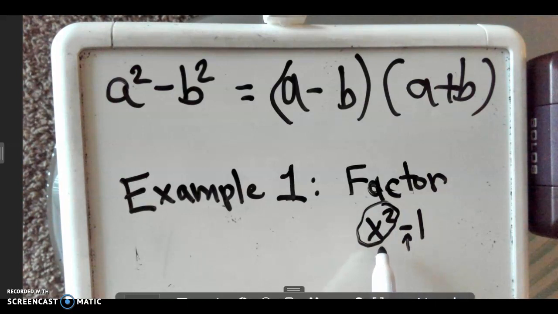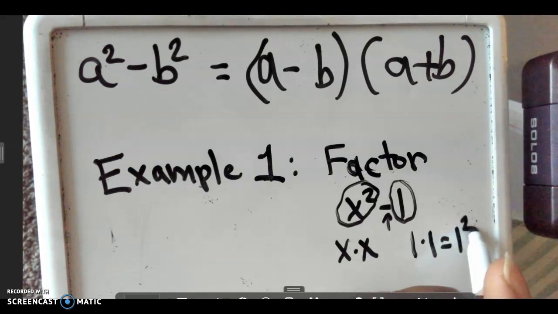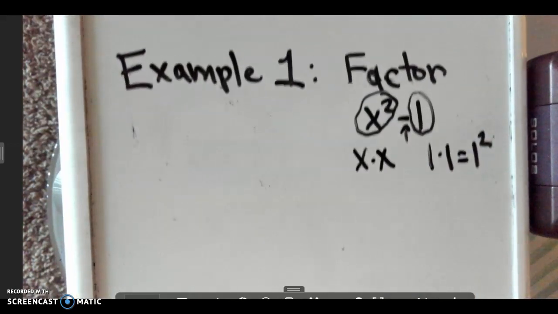This first term, is this a square? Well, yeah, we have an exponent of 2. Or another way we can say that is x times x, or x is getting squared here. Then the second term also needs to be a square. Well, if we multiply 1 times 1, that's 1. Essentially, this is equal to 1 squared. So 1 is the same thing as 1 squared, or 1 times 1. So yes, we do in fact have a difference of squares, so we can use the formula.